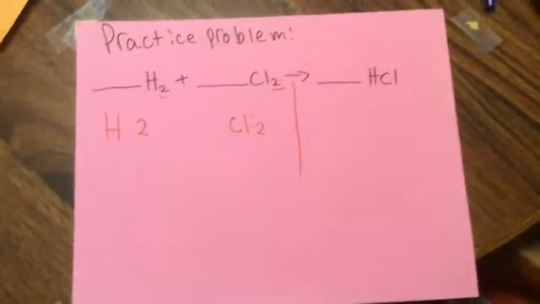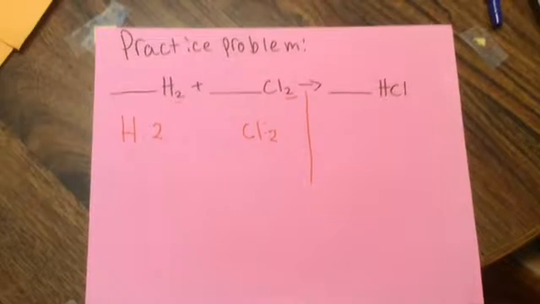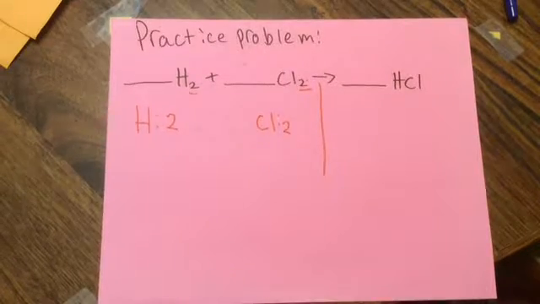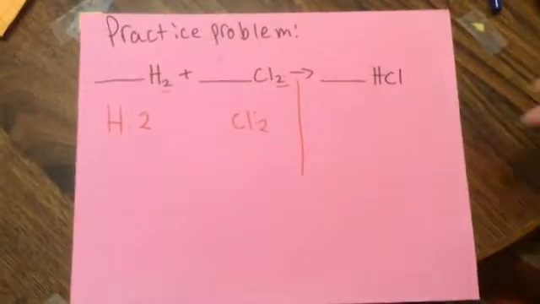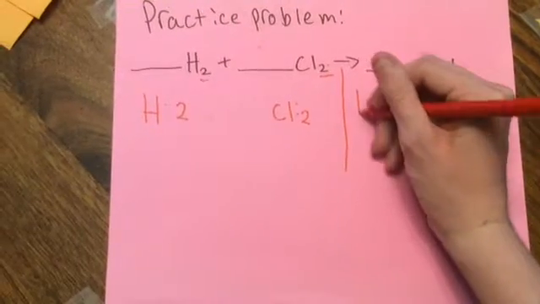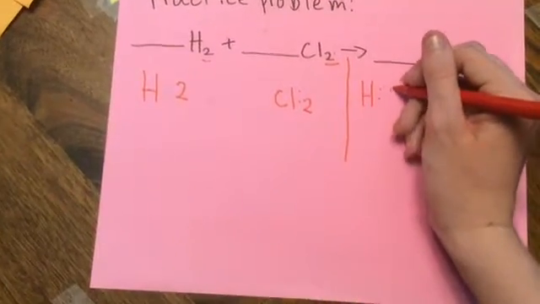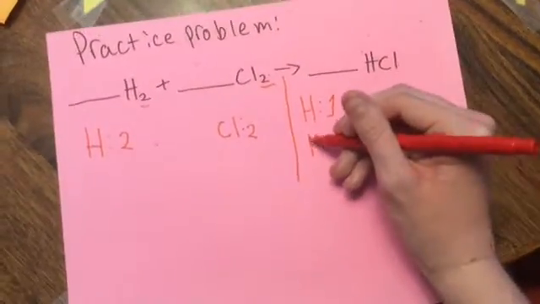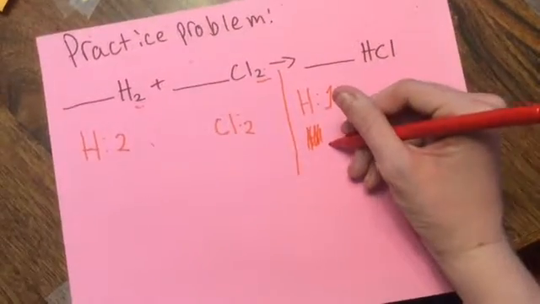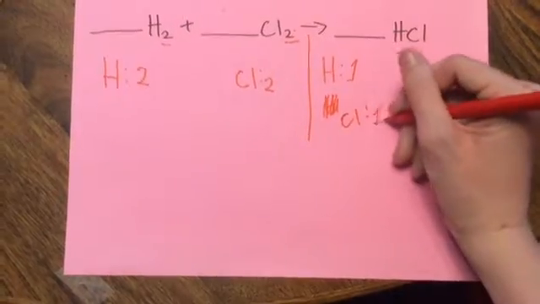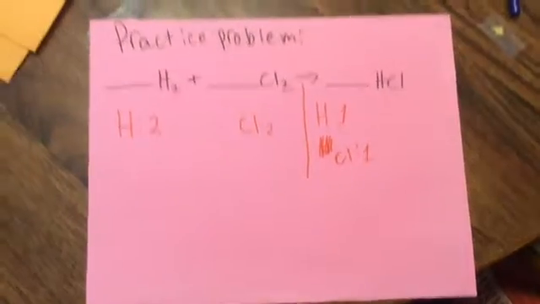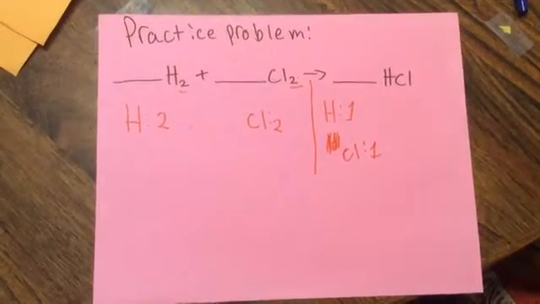Okay, so now let's look at the other side. So on the other side, there is 1 atom of hydrogen, and there's 1 atom of chlorine. So let's just write that down too. So hydrogen 1, and chlorine, that's also 1. Okay, so now that we have our information charted out, we can look at what we need to do to get this equation balanced.